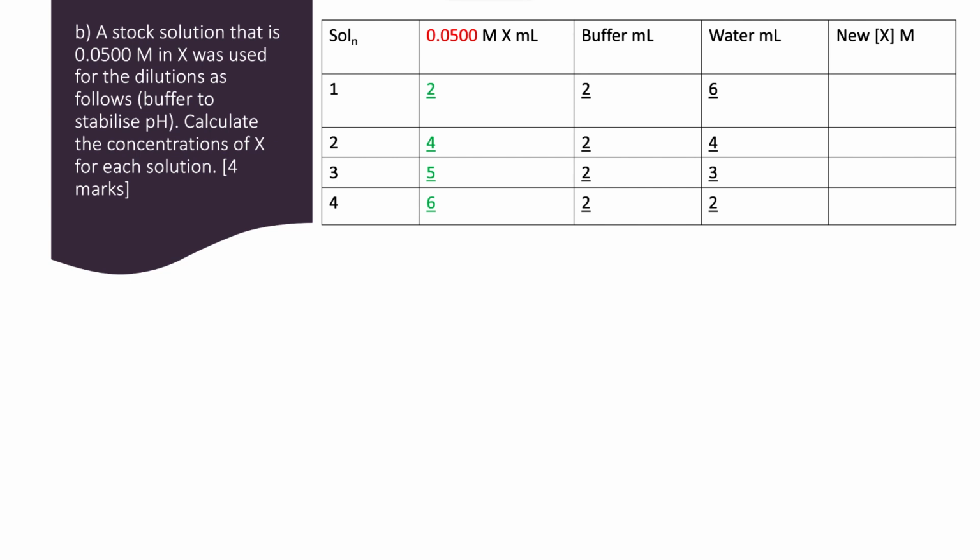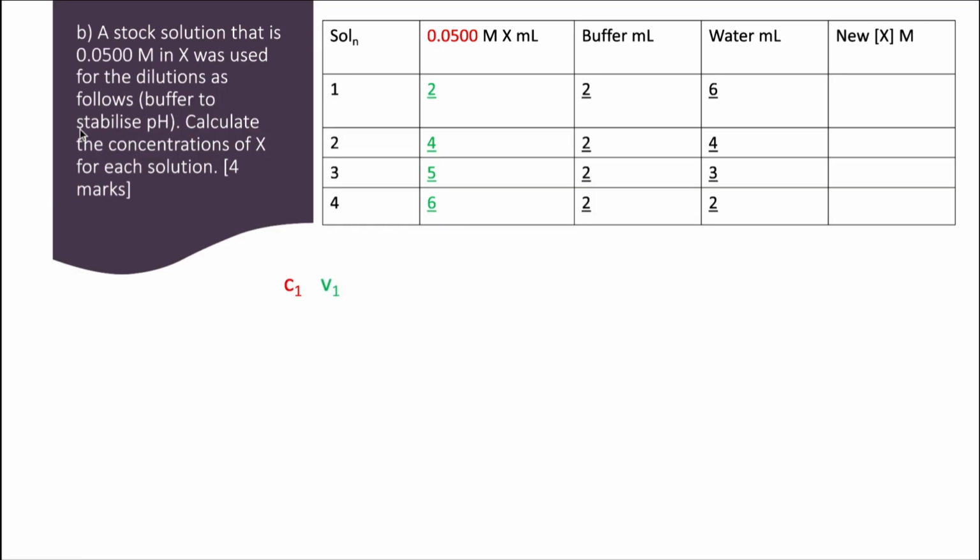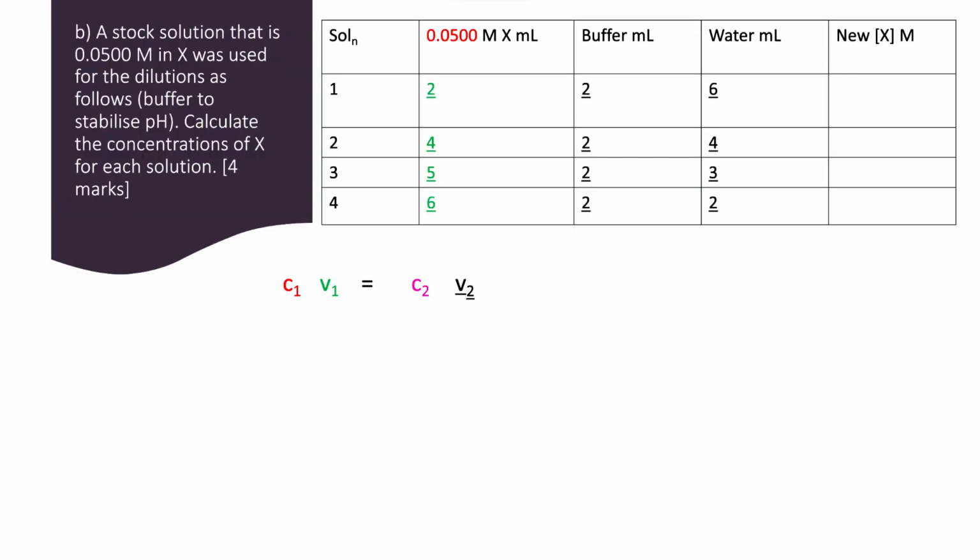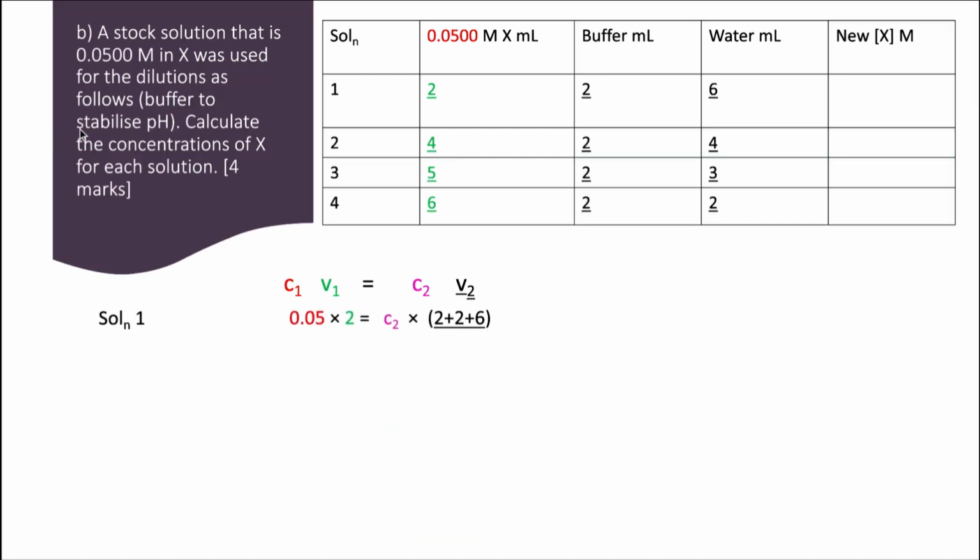A stock solution that is 0.05 molar in X was used for their dilutions as follows, with buffer to stabilise pH. Calculate the concentrations of X for each solution. For this question, we need to use the equation C1V1 equals C2V2, with C1 being the concentration of X, V1 being the volume that was used, C2 is what we're calculating, and V2 is the volume of all of them put together. So for solution 1, our equation would look like this.